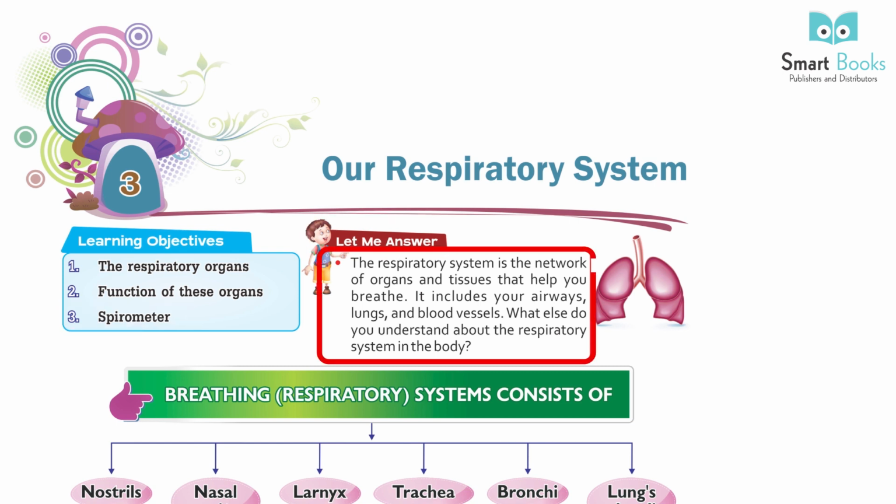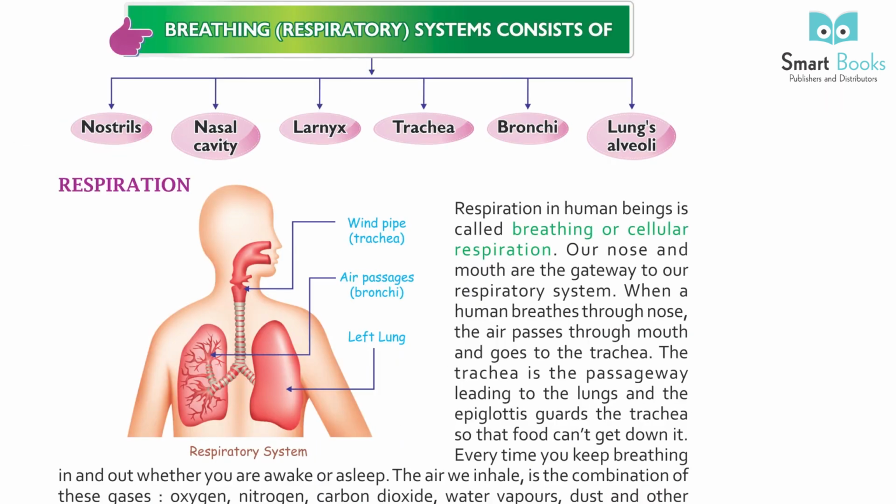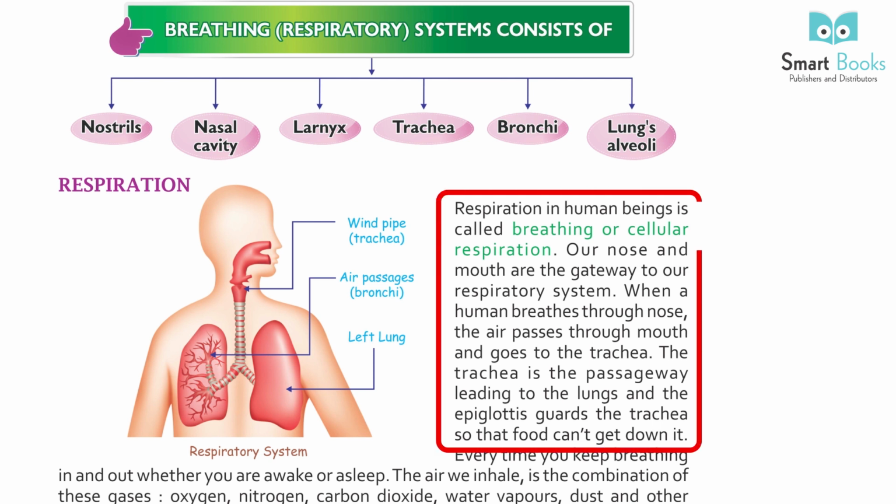Respiratory system is the network of organs and tissues that help you breathe. It includes your airways, lungs and blood vessels. What else do you understand about the respiratory system in the body? Breathing. Respiratory system consists of nostrils, nasal cavity, larynx, trachea, bronchi, lungs, alveoli. Respiration in human beings is called breathing or cellular respiration.